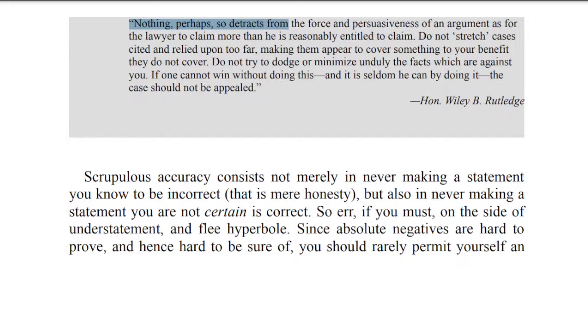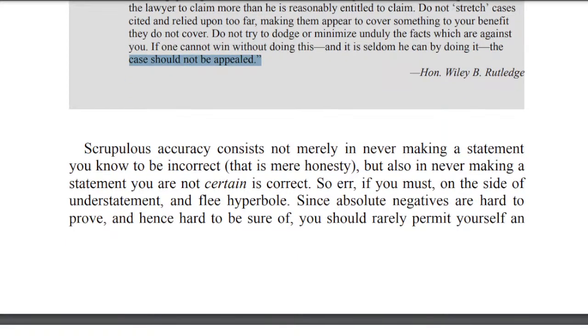Nothing, perhaps, so detracts from the force and persuasiveness of an argument as for the lawyer esquire to claim more than he is reasonably entitled to claim. Do not stretch cases cited and relied upon too far, making them appear to cover something to your benefit they do not cover. Do not try to dodge or minimize unduly the facts which are against you. If one cannot win without doing this, and it is seldom he can by doing it, the case should not be appealed. That's from the Honorable Wiley B. Rutledge.